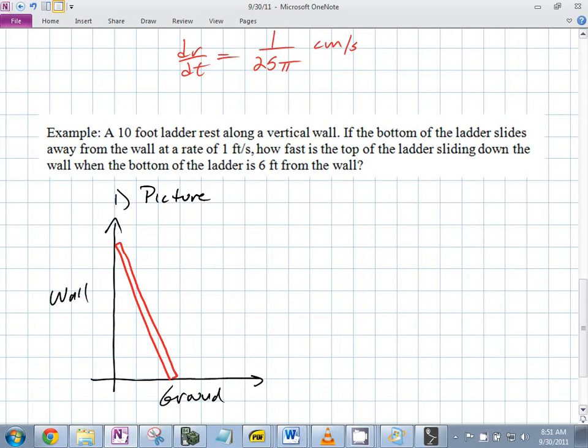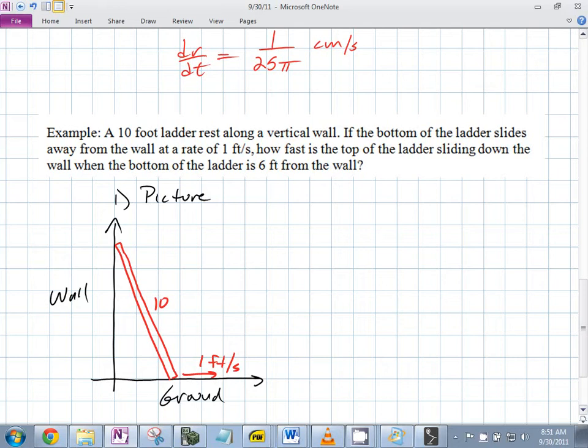Okay. So do you understand what's happening here? It's sliding down, and it's also assuming that you're maintaining contact with both the wall and the ground. Okay, so it's saying that this is 10 feet long. And it's saying that if the bottom of the ladder slides away from the wall at 1 foot a second, how fast is the top of the ladder sliding down the wall when the bottom of the ladder is 6 feet from the wall?